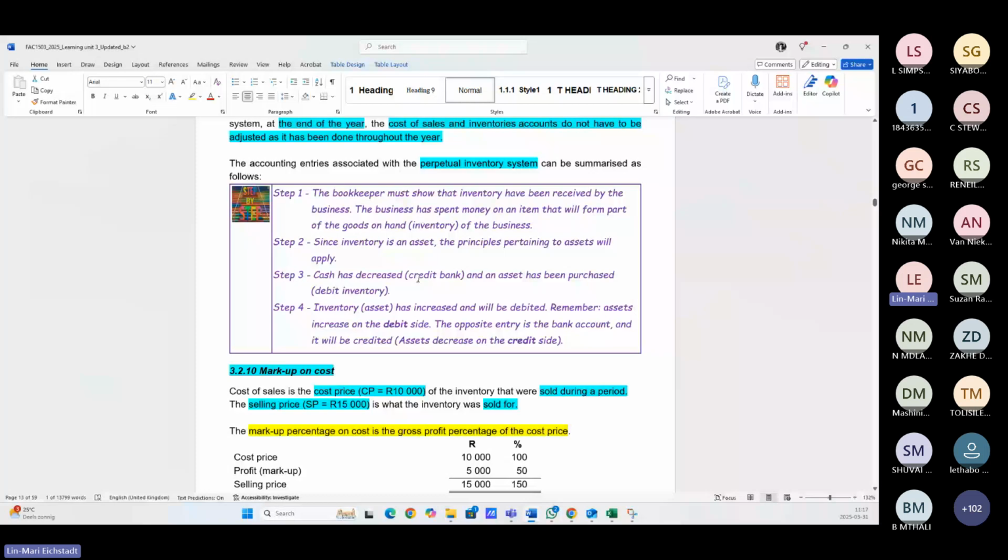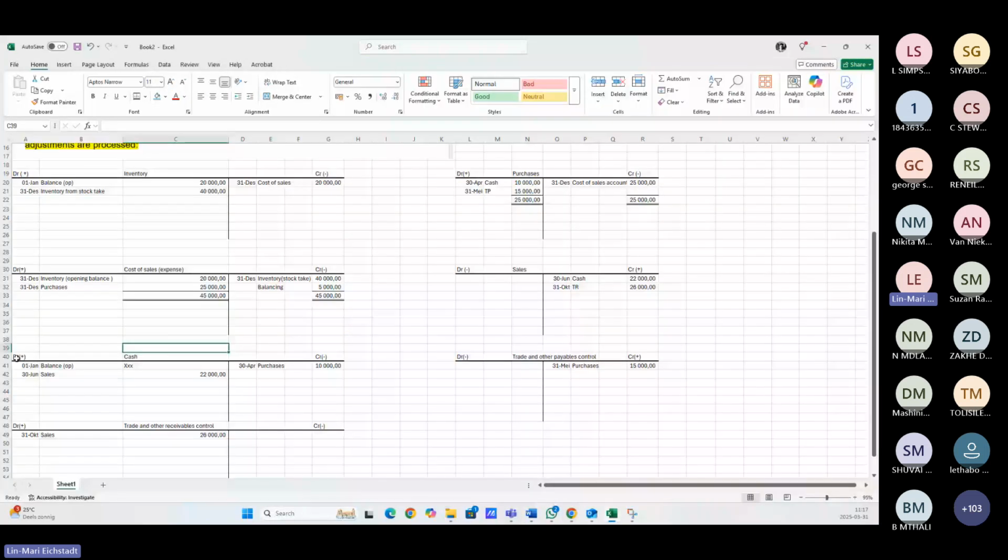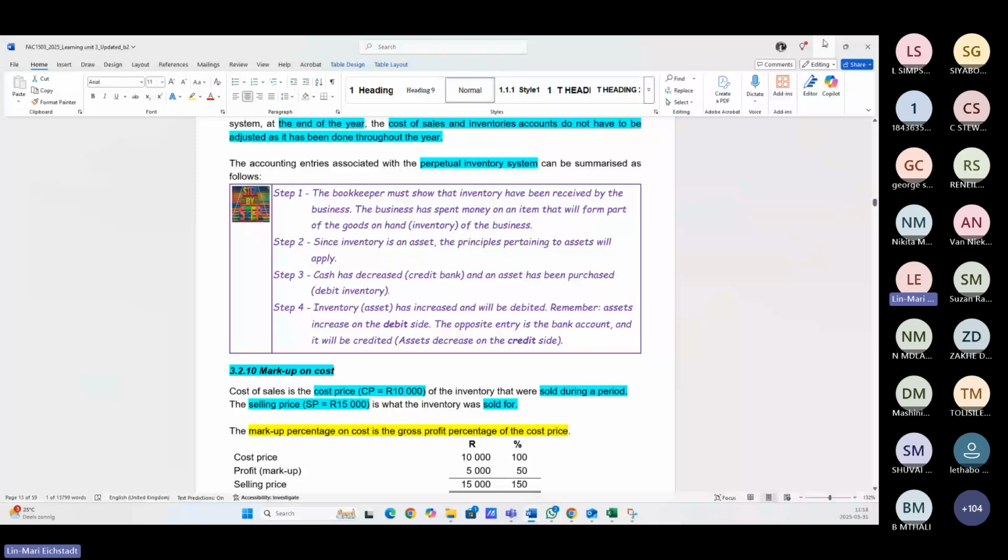The double entry principles, T accounts, don't change. If you purchase any inventory, you're decreasing your cash amount. But we'll get to an example now. The inventory asset has increased and will be debited. Remember that assets increase on the debit side, and the opposite entry is the bank account, which will be credited as it decreases on the credit side. So it's basically just saying everything that we've done in the previous example, but in a step-by-step formula.